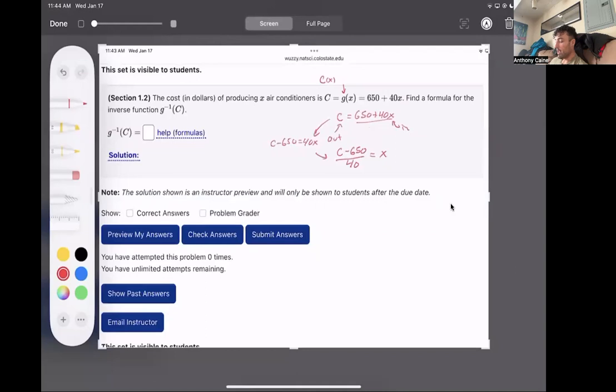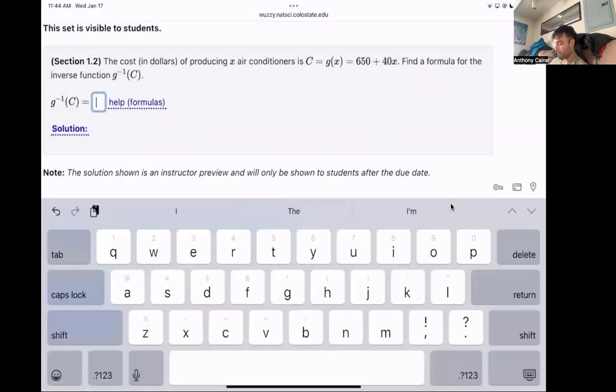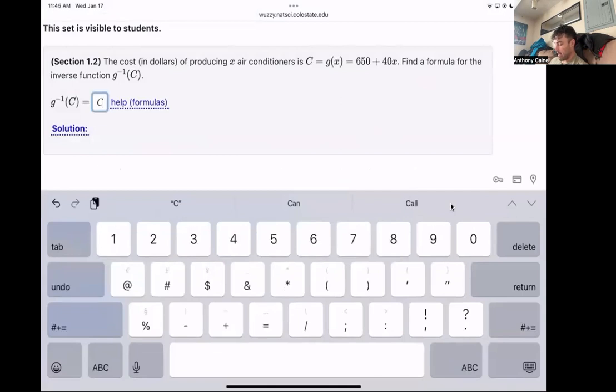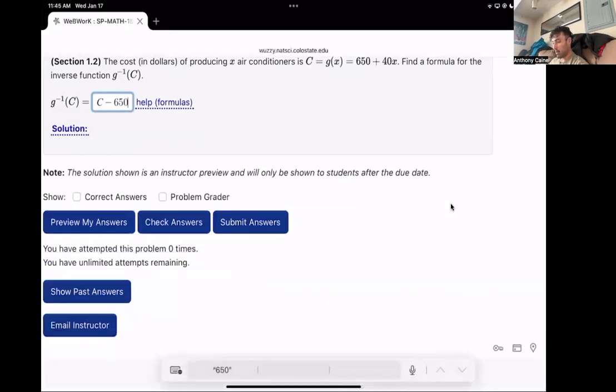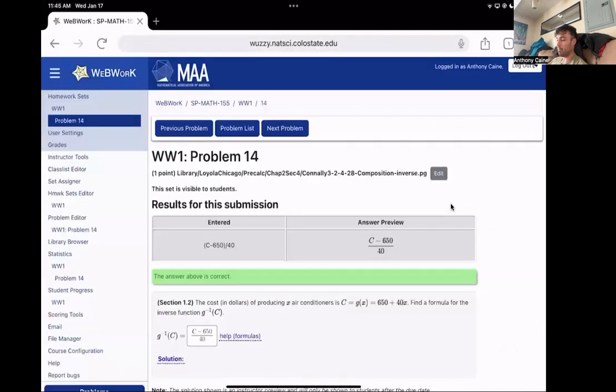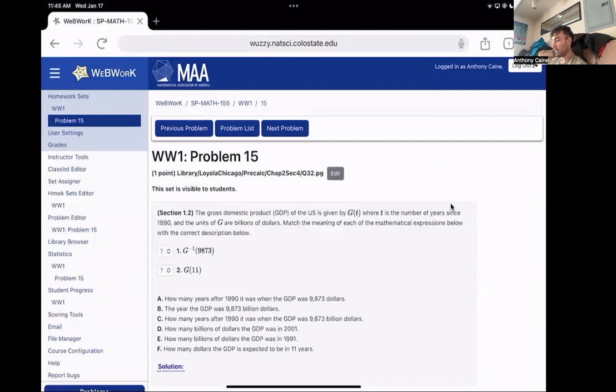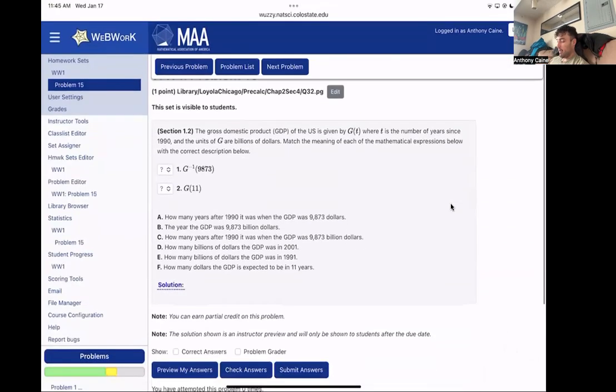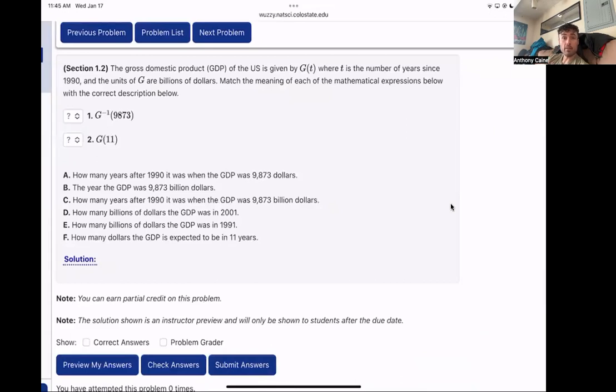Okay, so now what am I doing to C? Well, I'm taking C, I am subtracting 650, and I have a division, so I should have just given myself that originally, and this is divided by 40. Now I can submit. There you go. All right, so same idea of going backwards. We're really emphasizing what the inverse function is as an idea.